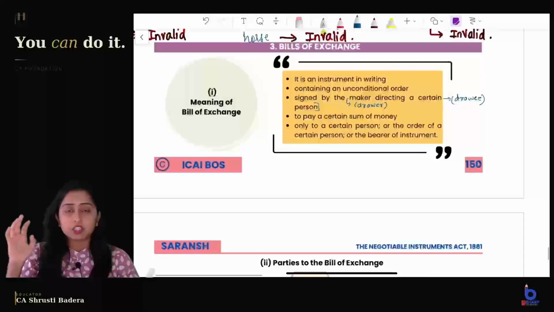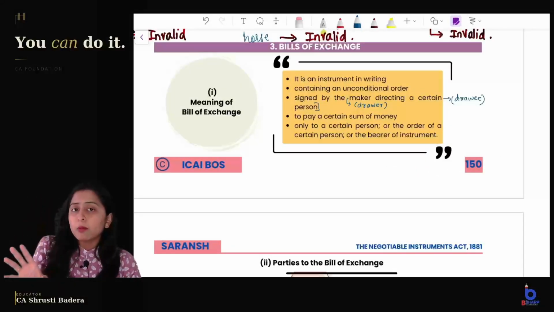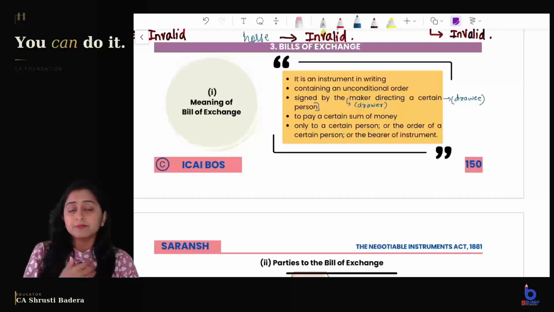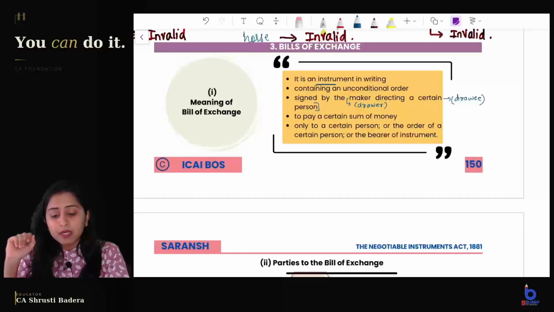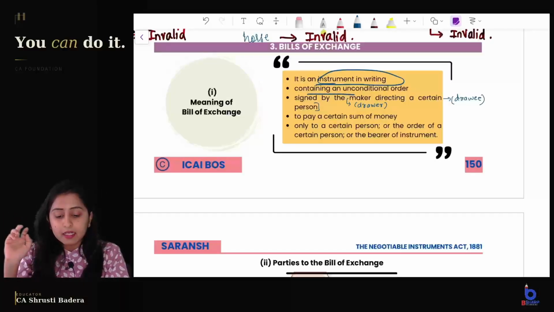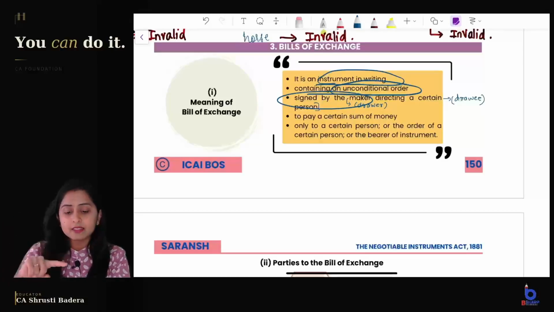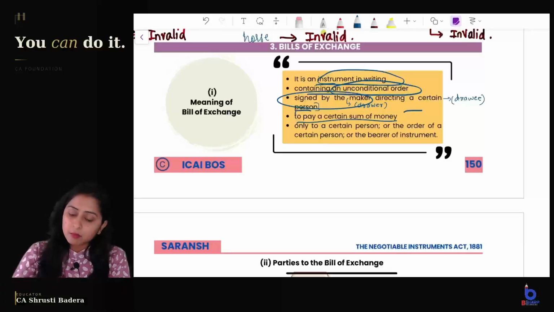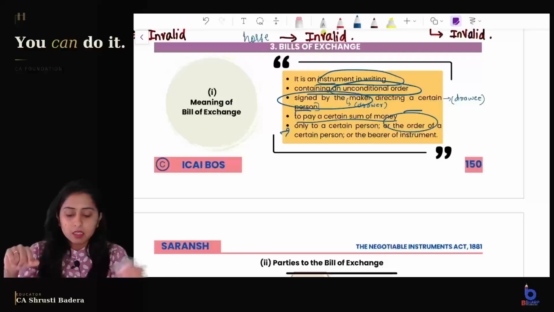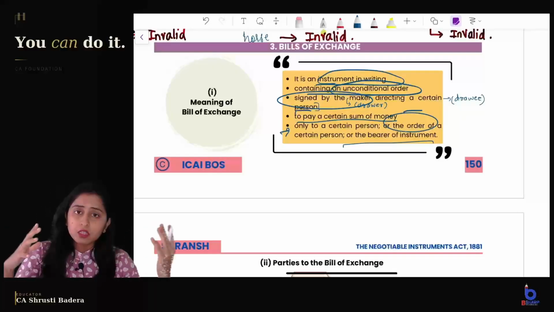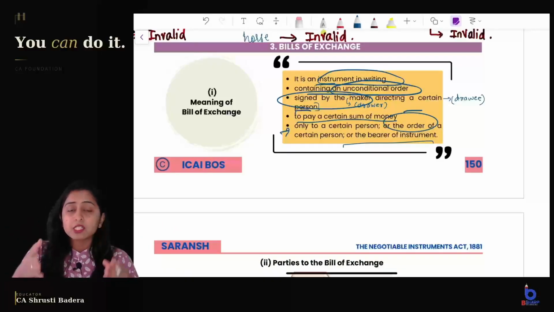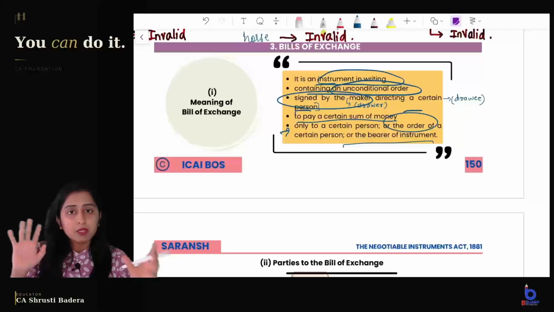Coming to bills of exchange. Wherever there was the word promise, we will now replace it with the word order. It is an instrument, again in writing, containing an unconditional order signed by the maker directing a certain person to pay a certain sum of money only to a certain person, or the order of a certain person, or bearer of the instrument. So again, bills of exchange as per the Negotiable Instruments Act have a very similar definition to a promissory note, and it says it can be order, it can also be bearer.